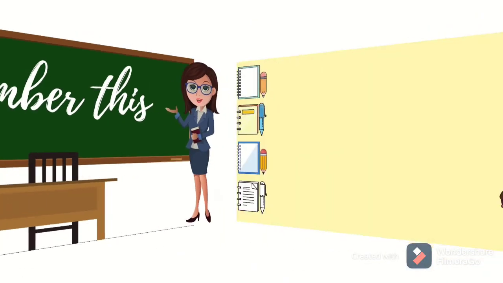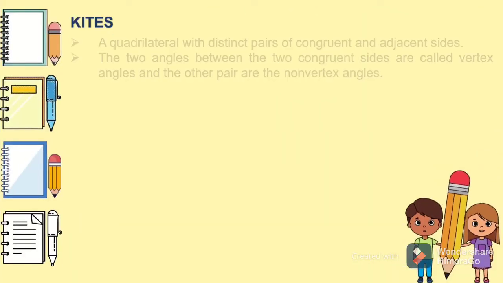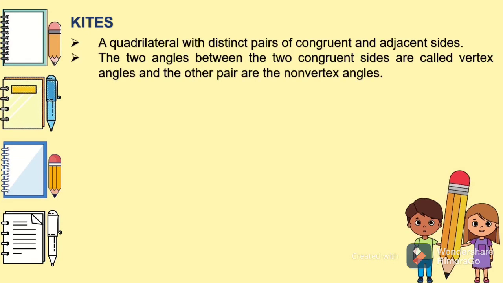Remember this. Kites: a quadrilateral with distinct pairs of congruent and adjacent sides. The two angles between the two congruent sides are called the vertex angles, and the other pair are called the non-vertex angles.